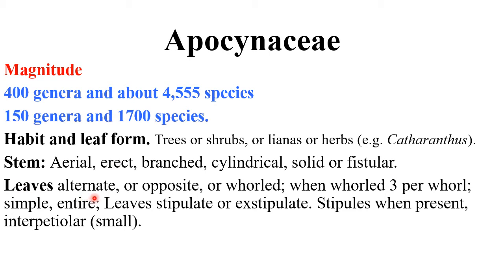Leaves are alternate or opposite or whorled. This differs from species to species. When whorled, there are 3 leaves per whorl. These are simple, margin is entire, leaves are stipulate or exstipulate, both conditions you will find. Stipules, when present, are interpetiolar and very small.